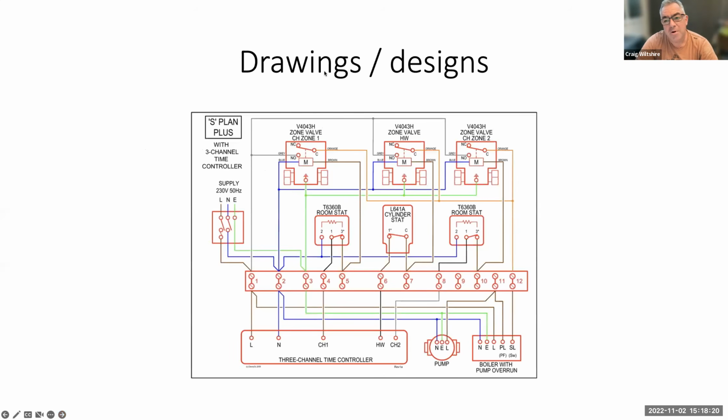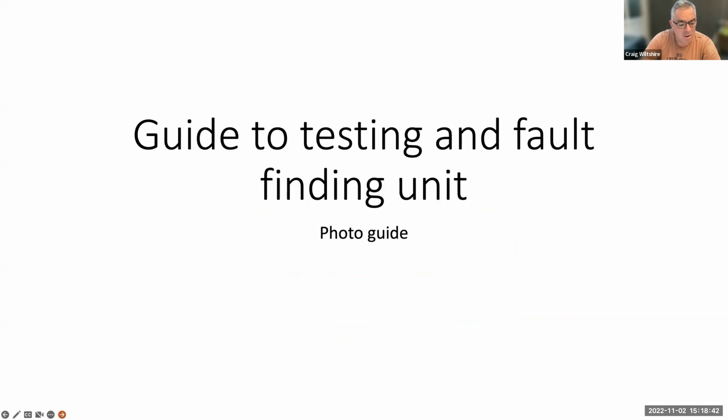The first bit we come across in testing is usually the functional and technical information side, things like drawings and designs. If you can get a drawing of the actual system you're working on, mine's a ring final circuit. I know this says an S-plan, but this is all I could find at last minute. But drawings and designs of a ring final circuit or a lighting circuit, you can find quite easily online. I just Googled this.